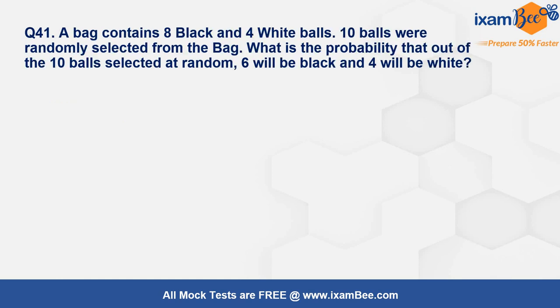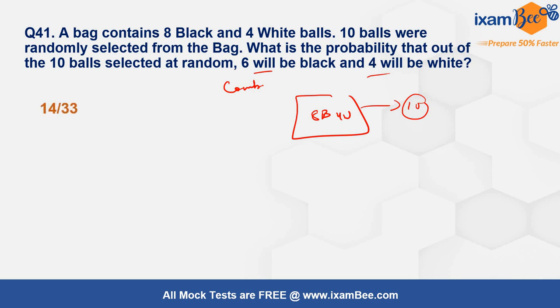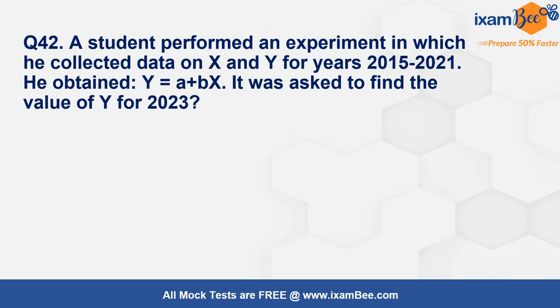Next, again, a probability question. You had to use the concept of combinations to solve such questions. A bag was mentioned that it contained 8 black and 4 white balls, and 10 balls are drawn. So what is the probability that 6 will be black and 4 will be white? Using the combination formula, you can find out it would be 14 by 33.